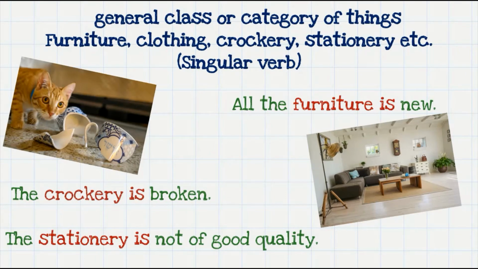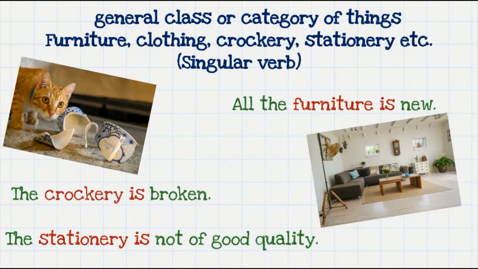When we talk of a general category of things like furniture, crockery, stationery, all of them are considered as one single unit and they take on a singular verb too. The sofas, the tables, the lamp, the bookshelves, they all fall under the single category of furniture. Hence, furniture as a whole is taken as a singular subject and it takes on a singular verb.